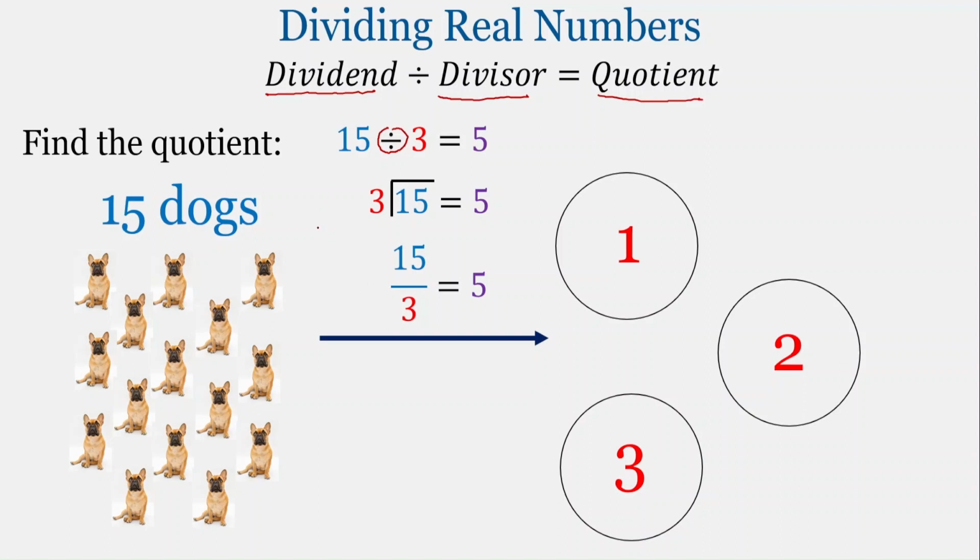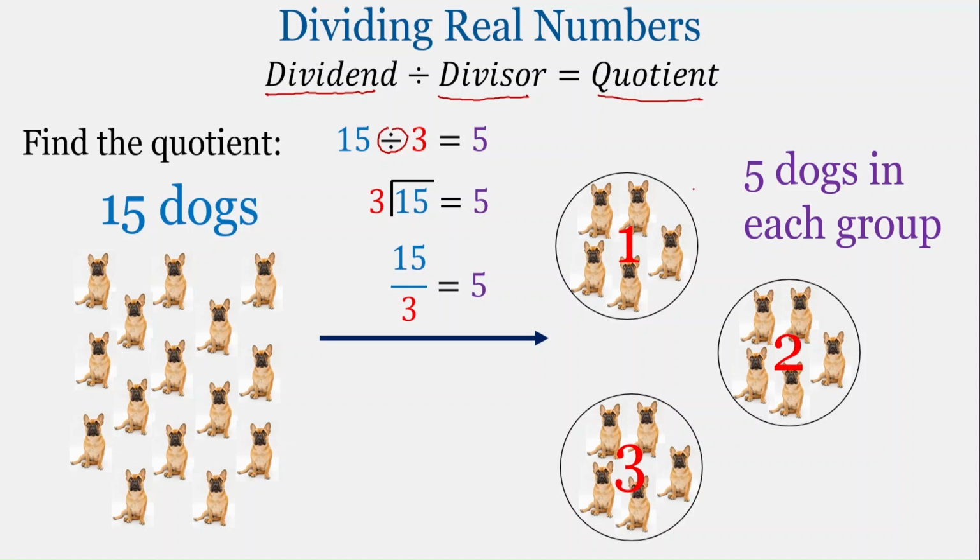It's the number of groups being made. So our goal here is to divide 15 dogs into 3 groups, and each group has to have the same number of dogs. In this case, it's 5 dogs in each group. So 15 divided by 3 is 5.